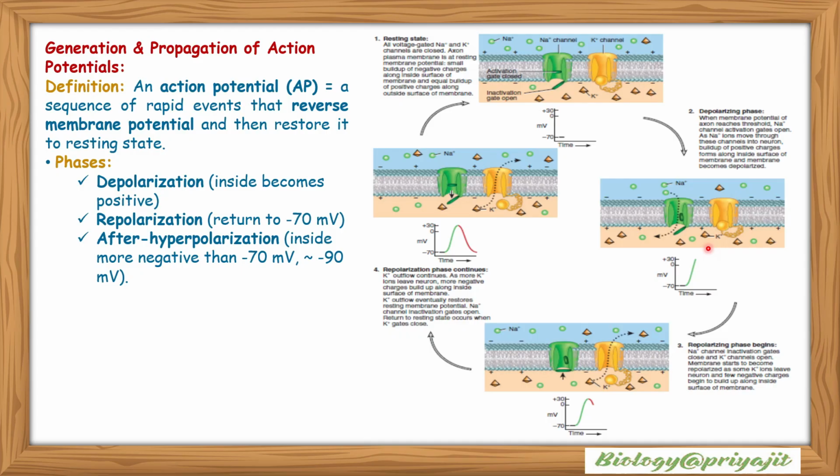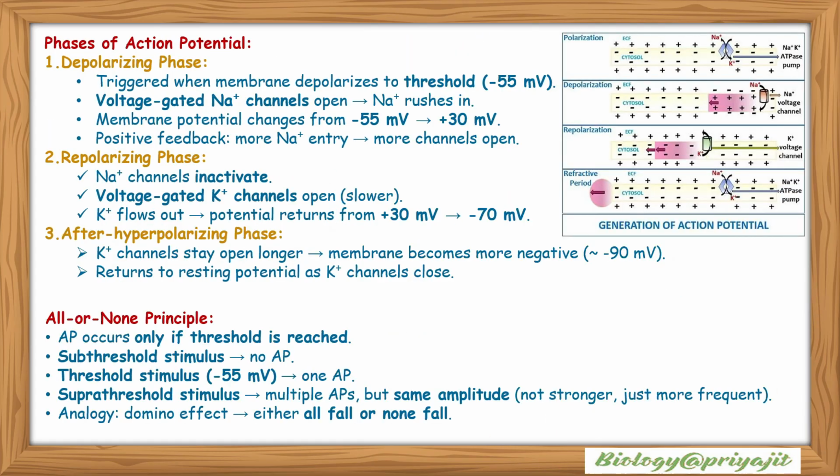Fourth is the repolarization phase continues. K+ outflow continues as more K+ ions leave the neuron, more negative charges build up along the inside surface of the membrane. K+ outflow eventually restores the resting membrane potential. Na+ channel inactivation gets open and return to resting state occurs when K+ channels get closed. Then again the resting state will occur. This is a cyclical process.